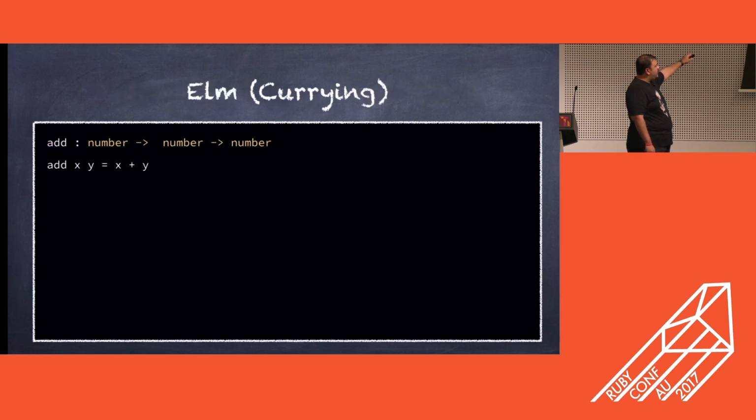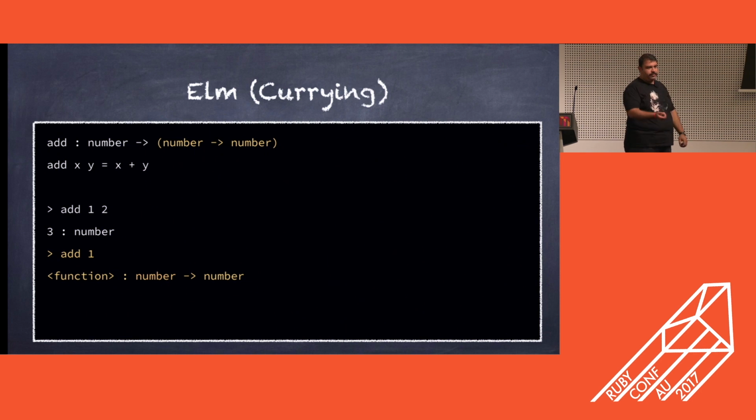To understand that syntax, why add says number to a number to a number: Elm implements currying by default. Currying is nothing special. It's just a technique of taking functions which take multiple parameters and converting them into functions which only take one parameter. To understand that, we'll look at this example. If you pass both parameters to add, it gives you the result back, 3. But what happens if you just pass in one parameter?